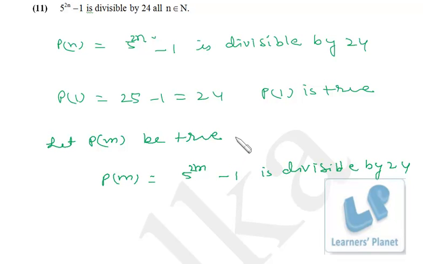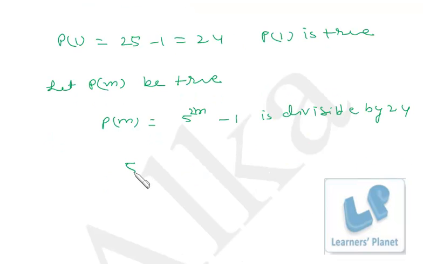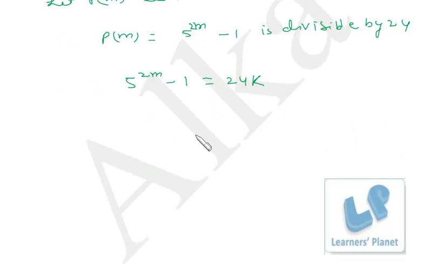That means what? 5 raised to 2m minus 1, if it is divisible by 24, that means 24 into any constant, I can assume it to be k, right? That means 5 raised to 2m minus 1 is a multiple of 24. 24k is 5 raised to 2m minus 1. We don't know the value of k because it depends upon m. So we just assume that Pm is true. That means 5 raised to 2m minus 1 is a multiple of 24. So 24 times k is 5 raised to 2m minus 1, right? Now we have to show that Pm plus 1 is true.